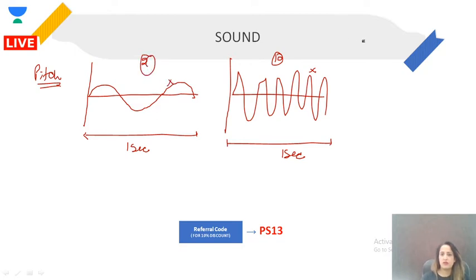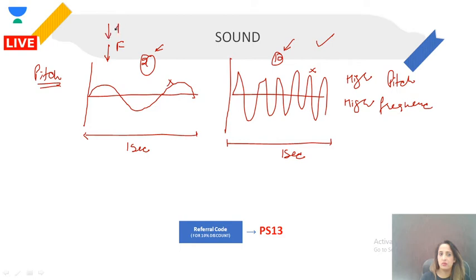So this one, wave B, has high pitch, and it also has high frequency. You see, in 1 second it is passing 10 times. In 1 second this one is passing only 2 times. So this is with low frequency and low pitch, right? So that is what we call pitch.